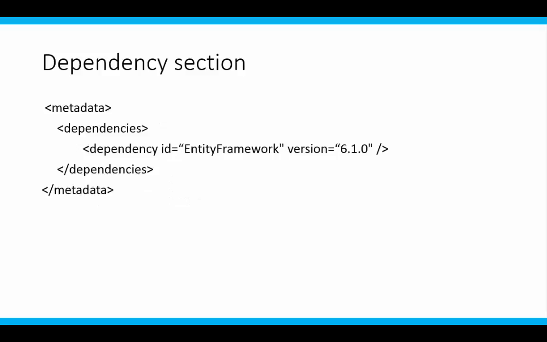Inside of the metadata section, we have the dependencies section, which is a list of other NuGet packages that we need in our application for it to work. So for example, our application in this case would need Entity Framework to be installed first before our package is installed, so that it's used in our applications. Now, NuGet is intelligent enough and will validate if Entity Framework is already installed. If it is, it'll just bypass this and install only our package.